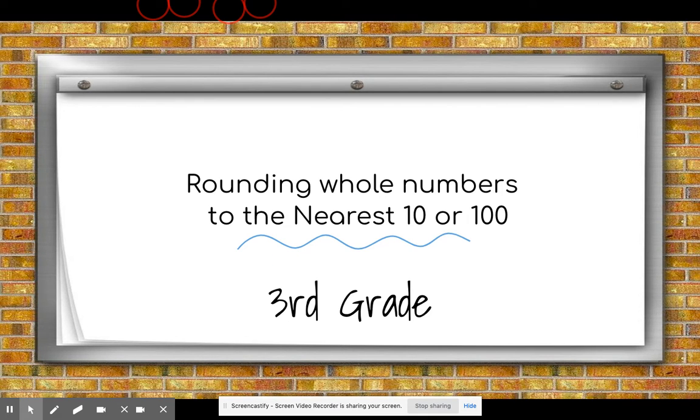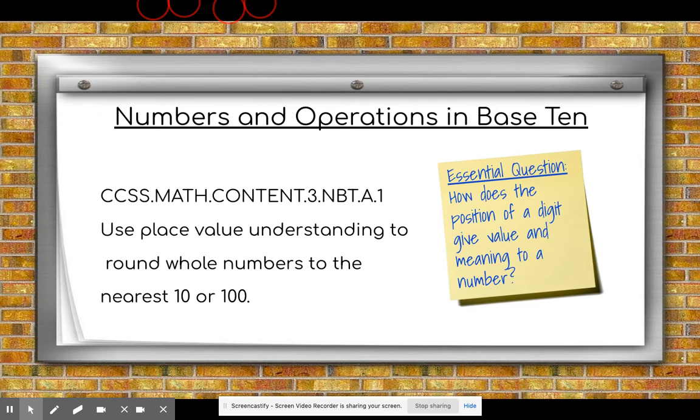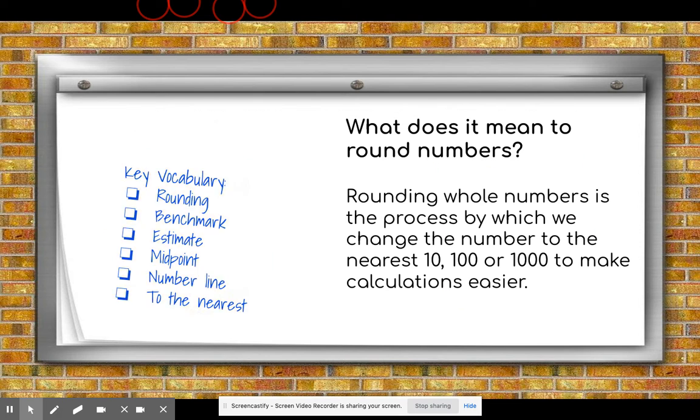Today we will be rounding whole numbers to the nearest 10 or 100. This is a third grade standard for numbers and operations in base 10. This standard asks students to use place value understanding to round whole numbers to the nearest 10 or 100. The essential question is, how does the position of a digit give value and meaning to a number?